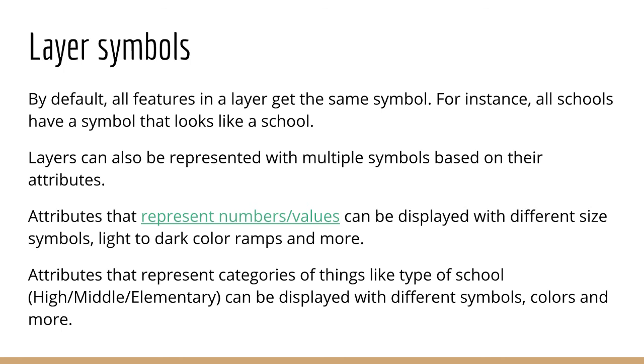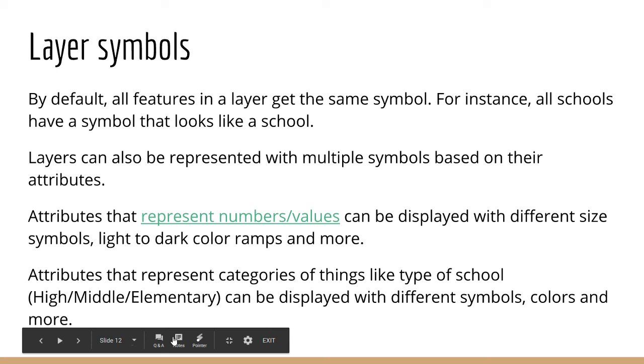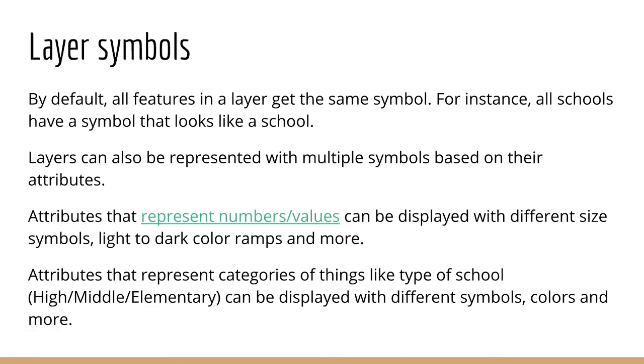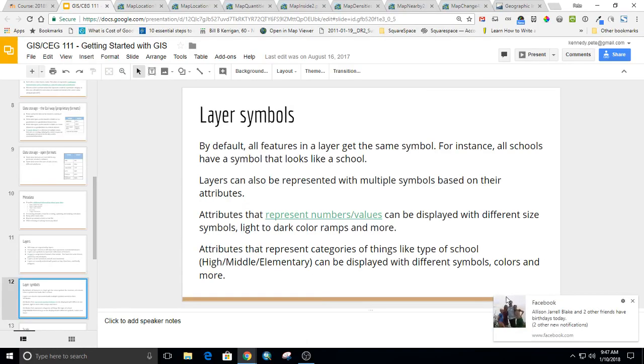So attributes that represent things like the name of trees are categorical. They are non-numeric. Attributes that represent categories of things, like a school type, can be displayed with different symbols, colors, and more. Attributes that represent numbers and values can also be symbolized in different ways, but we do things like different size symbols based on the number, or a color ramp based on the values in a table. For instance, that population density map we saw.